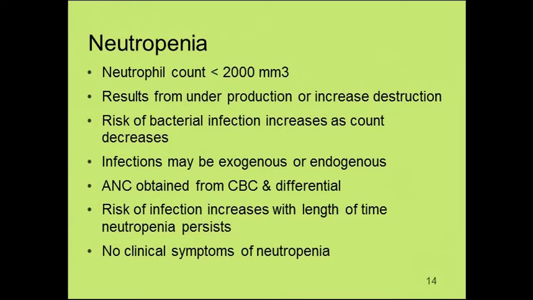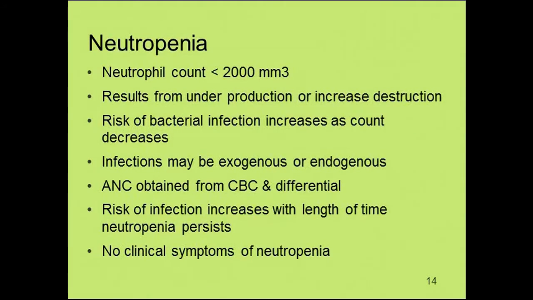Okay, next thing we're going to talk about, moving out of anemias, is neutropenia. We're going to be getting into our white cell dysfunctions. This is classified as a neutrophil count, and remember, neutrophils are a specific type of white cell, of less than 2,000, and it results directly from an underproduction or increased destruction of white cells, of neutrophils specifically.